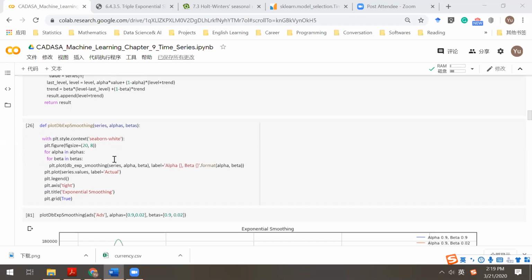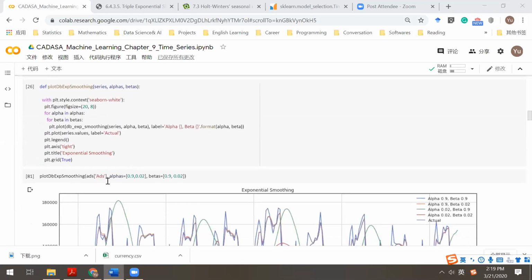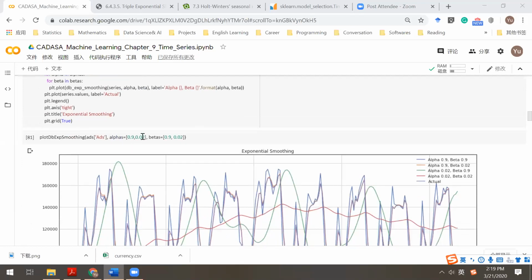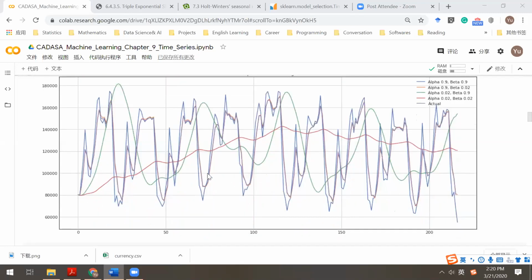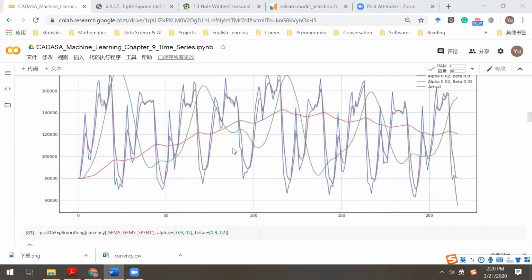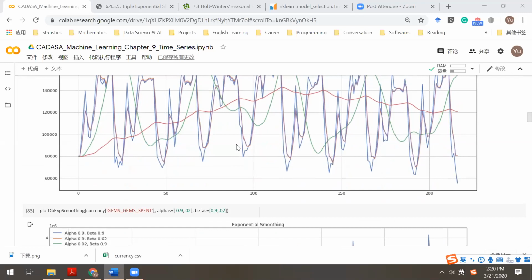This function defines the plot of the double exponential smoothing. Here we use this function. We input the data, and we input two alphas and two betas. We can see that when alpha and beta are very small, it smooths well enough. But it's a little bit different from the single exponential smoothing method. When alpha is smaller, the smoother, the better the fitting. But here we need to use another method to optimize the root mean square error of the data. So I will introduce the cross validation part later.